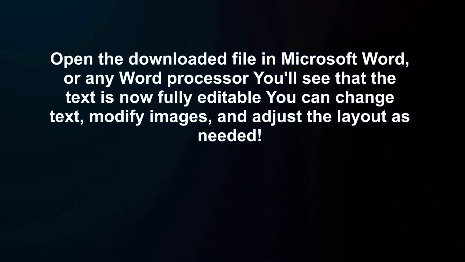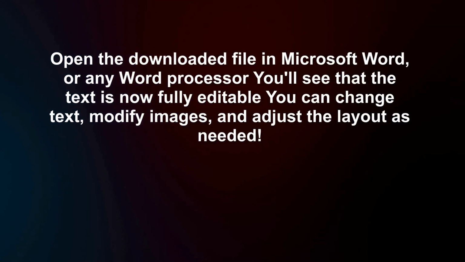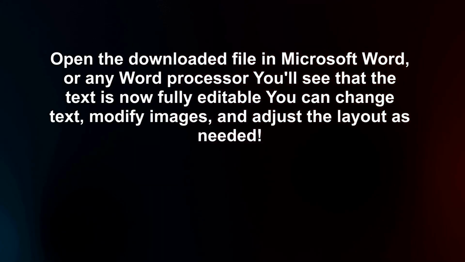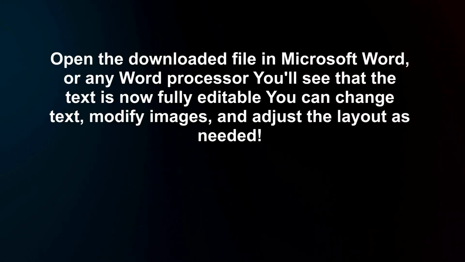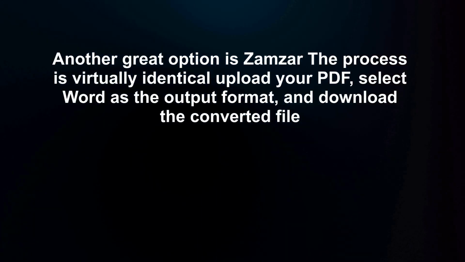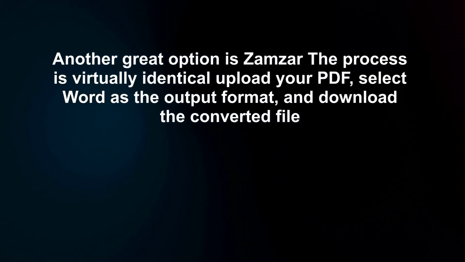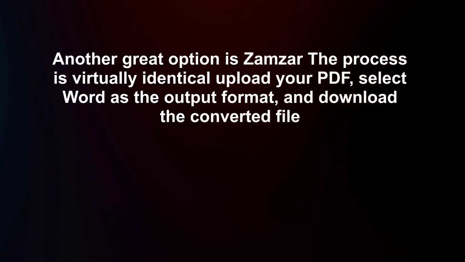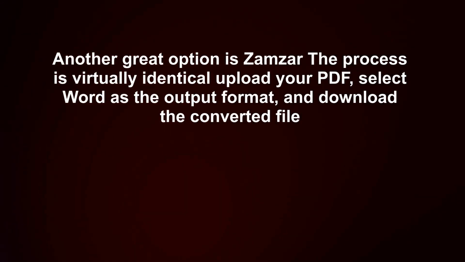Open the downloaded file in Microsoft Word or any word processor. You'll see that the text is now fully editable. You can change text, modify images, and adjust the layout as needed. Another great option is Zamzar. The process is virtually identical. Upload your PDF, select Word as the output format, and download the converted file.